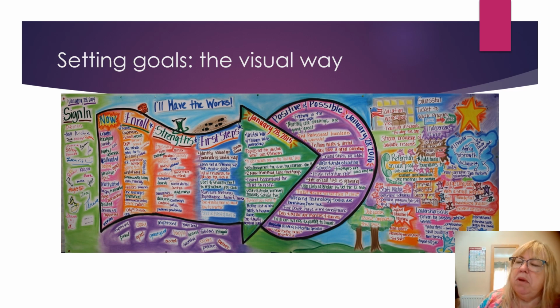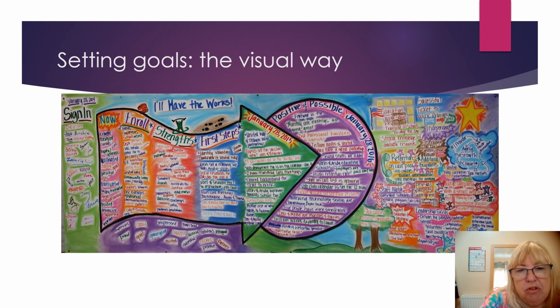Some people might be non-verbal or might not like a lot of written stuff. They like to create their goals in a more visual way. This is quite a classic one. It starts at the beginning when you get together, with the sign in, and these are the people who are involved. You can add new people to that signing thing. As you can see, the arrow starts with now.